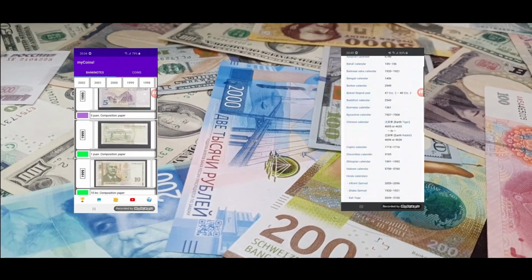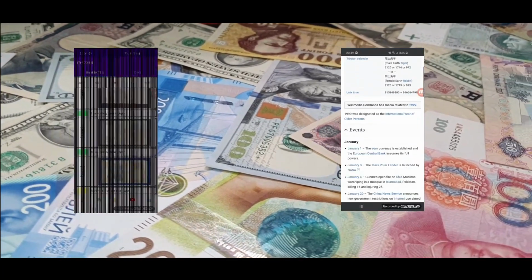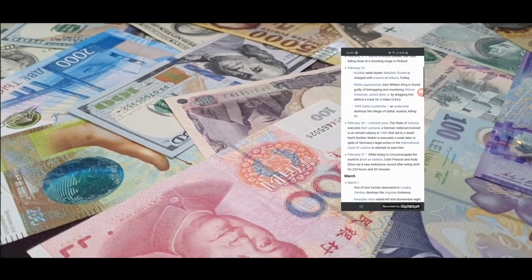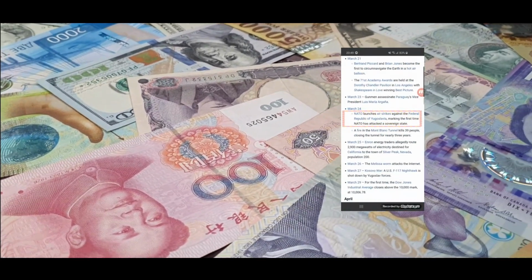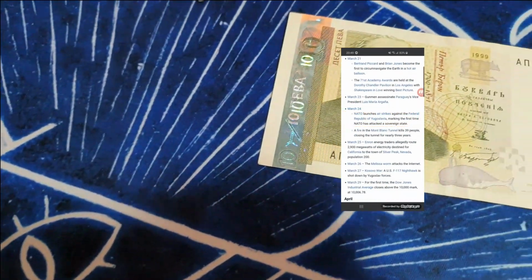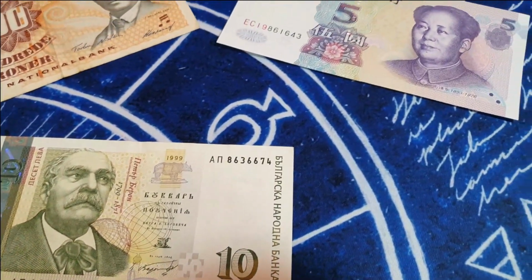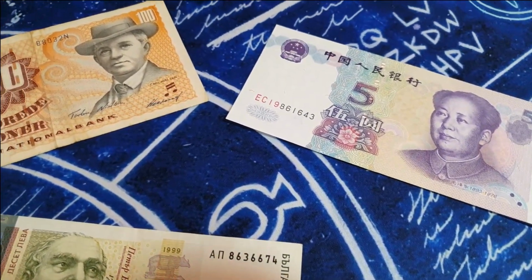Okay, 1999 could be a good year, a year of Euro establishment and NATO airstrikes against the Federal Republic of Yugoslavia. Both events brought us a huge variety of new currencies, like the euro, Serbian dinars, Croatian kunas, and many others. But all this happened already after 1999.